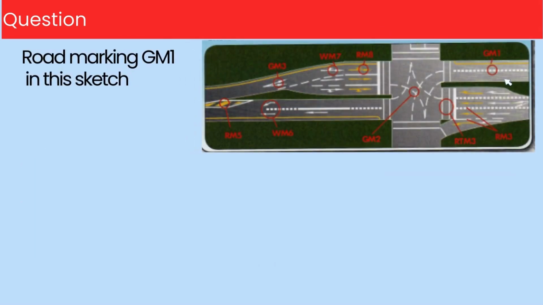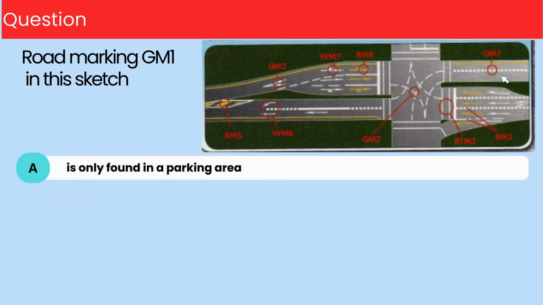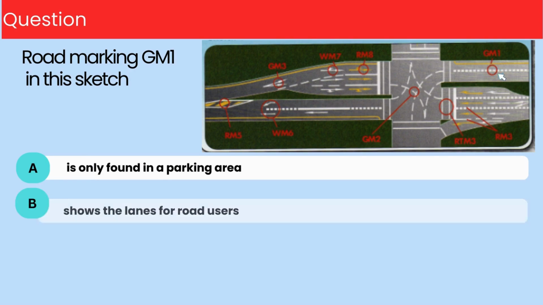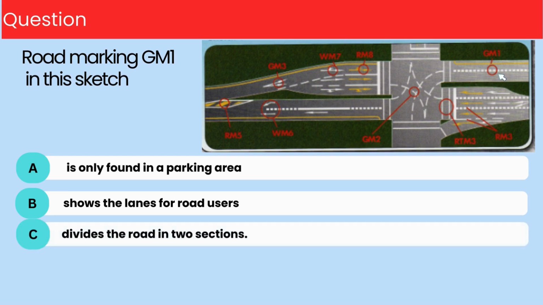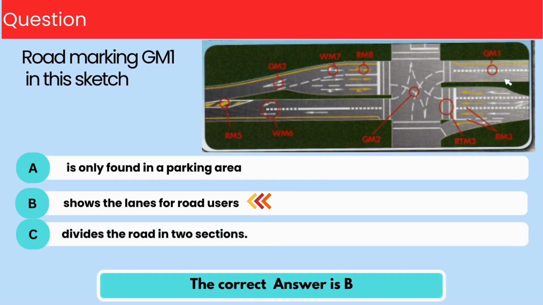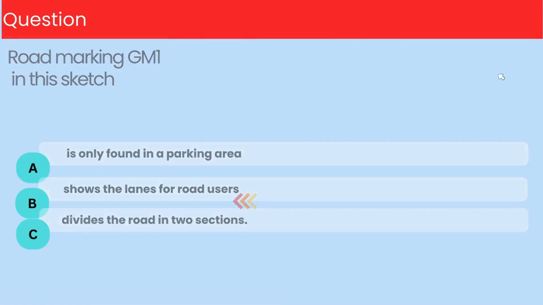Question: road marking GM1 in this sketch. A. is only found in a parking area. B. shows the lanes for road users. C. divides the road in two sections. The correct answer is B. Road marking GM1, as depicted in this sketch, shows the lanes designated for road users.